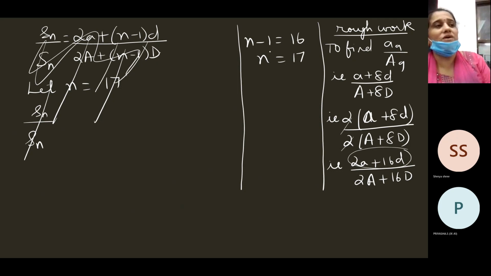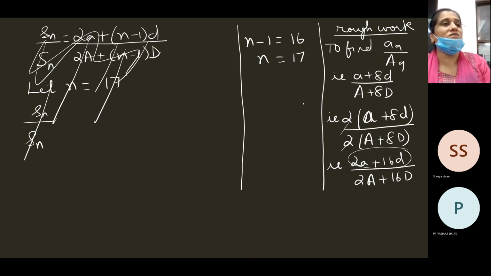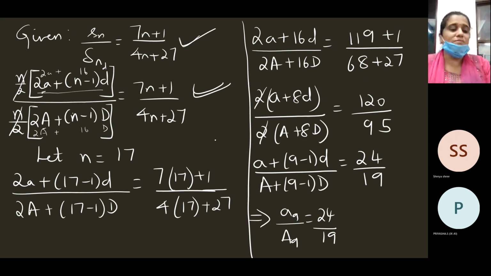So on comparing our rough work with what we have in the main work, you observe that n minus 1 is equal to 16. So n is equal to 17. So you need to proceed by taking n as 17. In the equation, wherever you have n, use 17. That's it. You will get the answer. Wherever there is an n in the LHS and RHS, use 17.